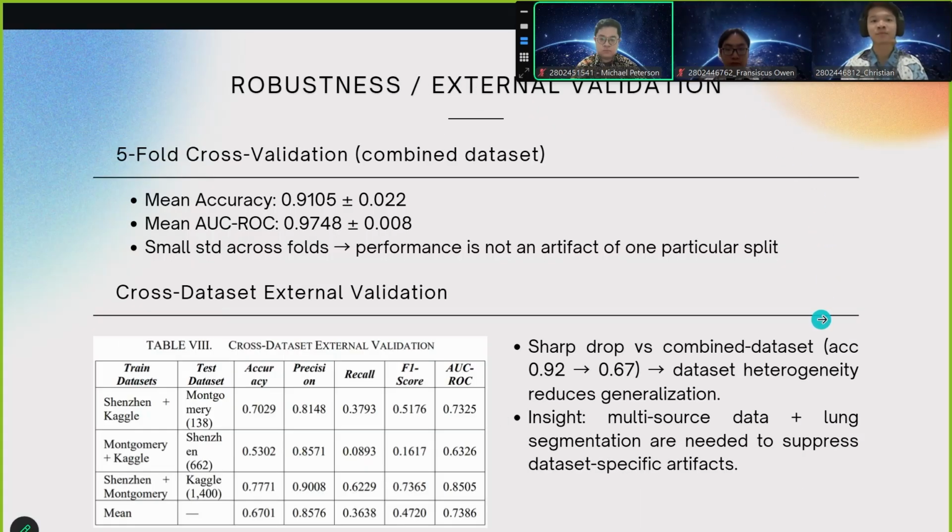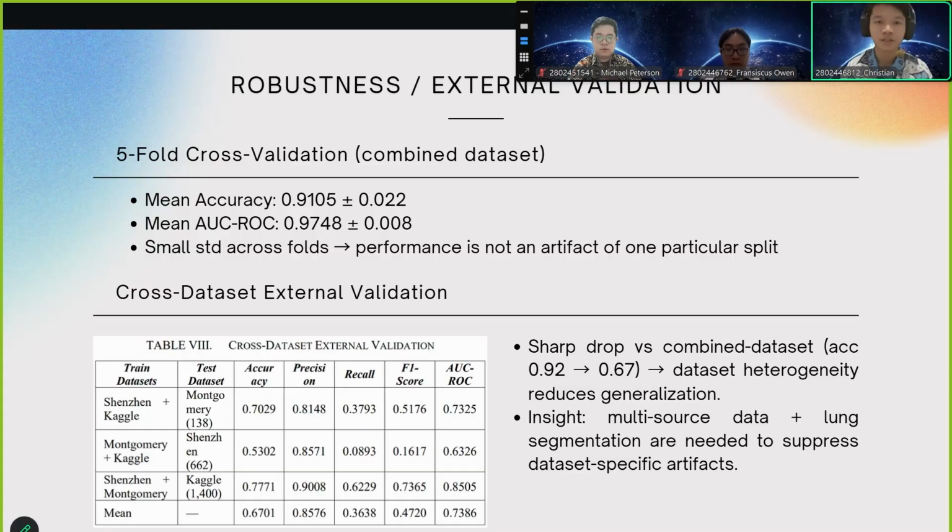Okay. Strong test numbers alone aren't enough. So we validate generalizability two ways. First, five-fold cross-validation on the combined dataset gives a mean AUC of 97.48% with a standard deviation of only 0.008. That tells us the performance is stable and not an artifact of one lucky split.